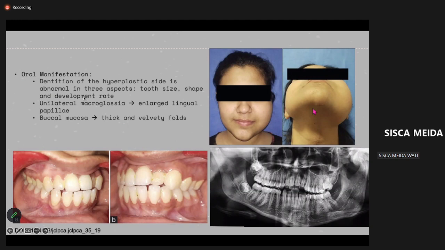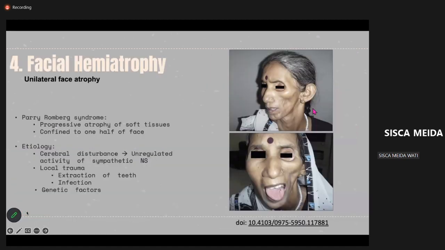And most of them can also be observed with this unilateral macroglossia. So enlargement of the lingual papillae, enlargement of the tongue, but only involving half of the tongue. So unilateral, okay? And the buccal mucosa here looks thick, with velvety folds compared to the normal one.